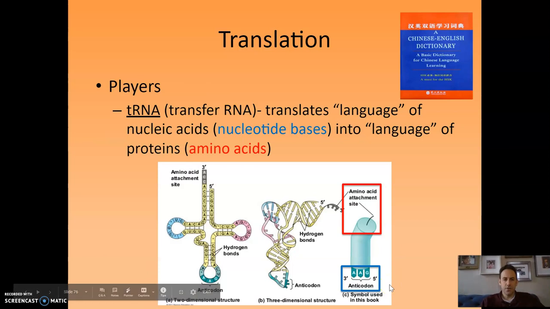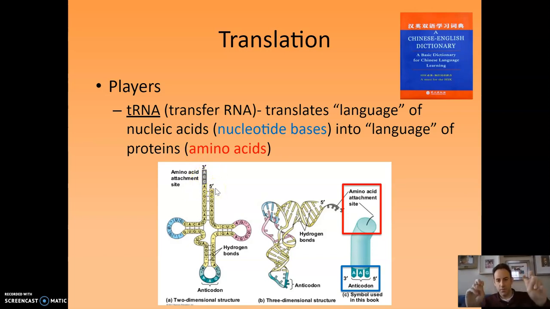The second player is new to us, tRNA or transfer RNA. Briefly mentioned previously, this is key to the process of translation. This essentially translates the language of nucleic acids, which is the bases, into the language of proteins, which is amino acids. What does that mean? Well, if you look at this molecule, it looks like this. It's a type of RNA, but on one end it has what's called an amino acid attachment site. So a specific amino acid is going to attach to this end. So tRNA speaks the language of protein because it can attach to a specific amino acid.